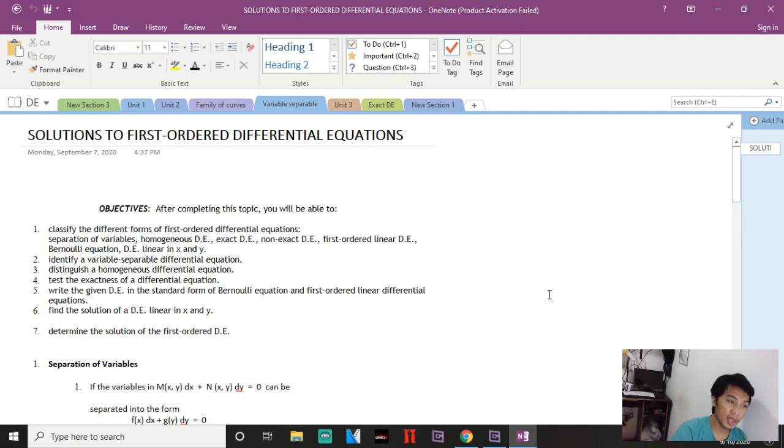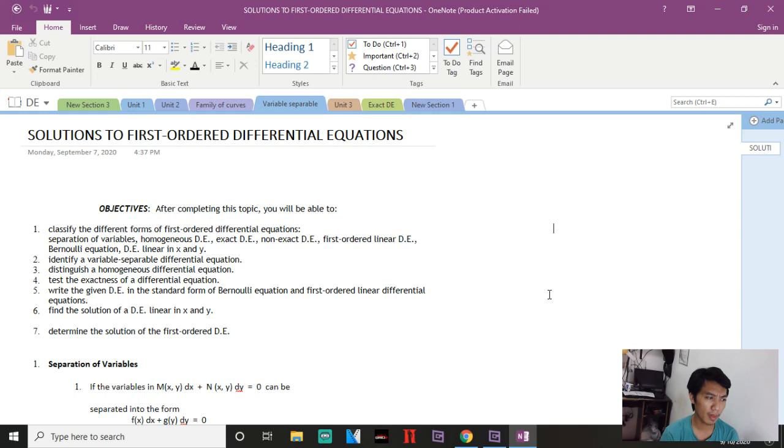What are our objectives for this topic? Okay, after completing this topic, we will be able to, number one, classify the different forms of first order differential equations by using the following techniques, okay? Separation of variables or variable separable, the homogeneous DE solutions, exact DE, non-exact DE, and the first order linear differential equations with Bernoulli equation and DE linear in X and Y.